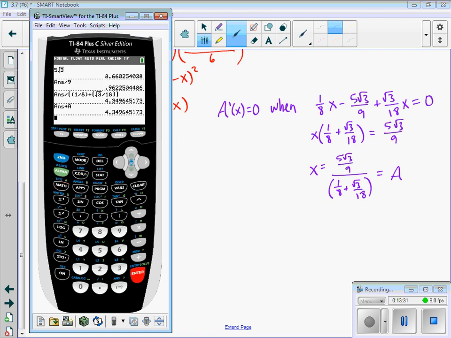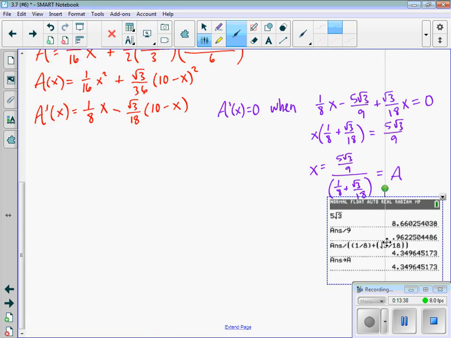And then I'm just storing that as my A value here. So I've got that. I'm just going to drag it out here so I know what it is. Okay, so we got our A value. Are there any other critical numbers?